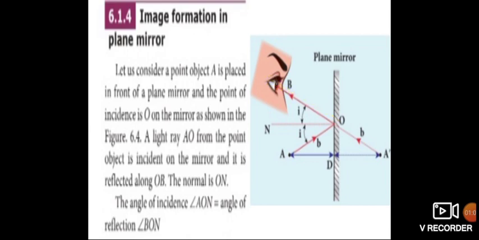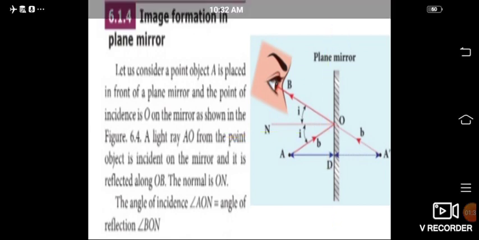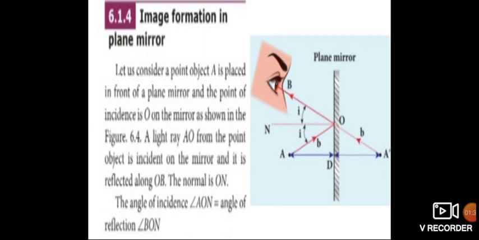Then it is reflected. It is a plane mirror. We can take the reflected ray as OB. And then we can draw the normal line, which is denoted as ON. Okay, students? The normal line is always perpendicular to the plane. So we can draw the normal line, denoted as ON.